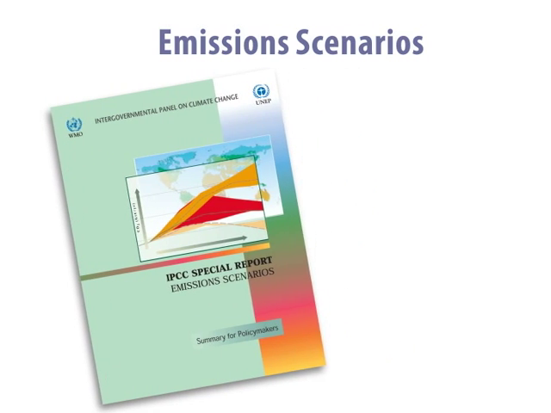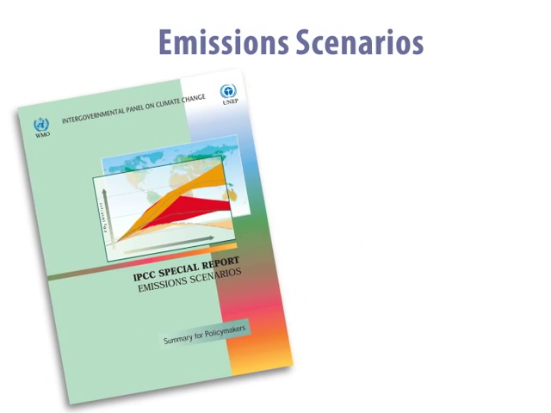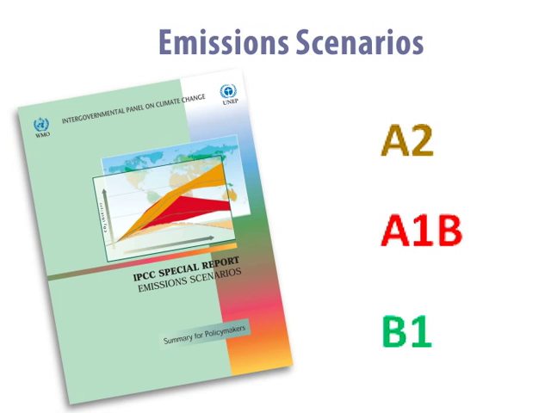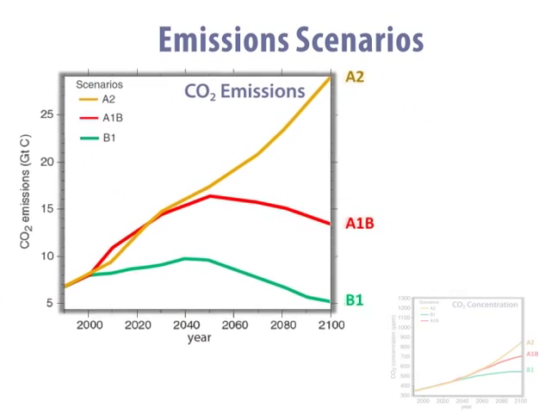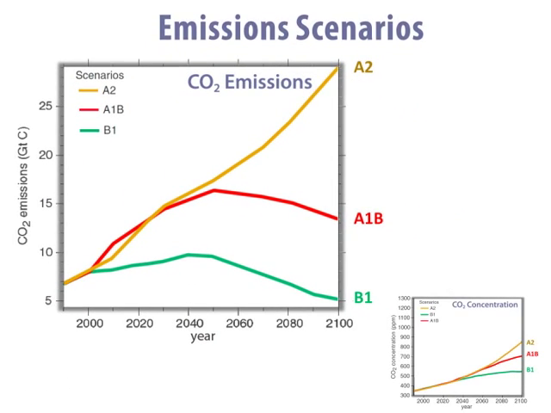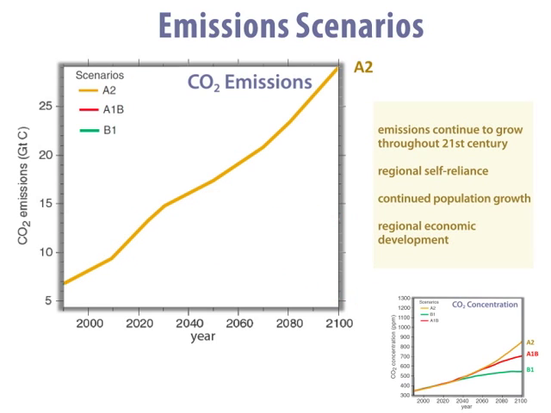The report describes 6 families of emission scenarios, of which the so-called B1, A1b, and A2 scenarios have been used most extensively. Let's look at carbon dioxide emissions as an example. The upper chart shows CO2 emissions for a range of SRES scenarios. Under the A2 scenarios, emissions continue to grow throughout the 21st century.